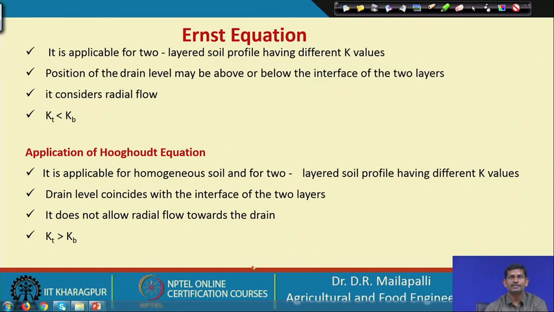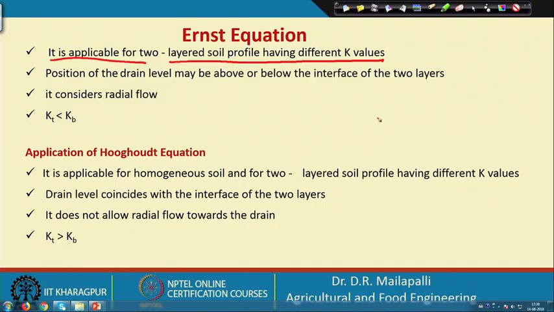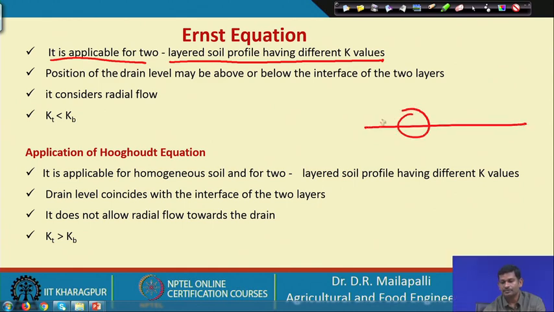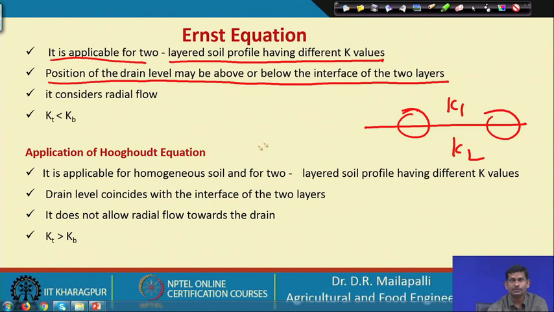Now let us revisit Ernst's equation. It is applicable for a two-layered soil profile having different k values. If you remember the Hooghoudt equation, we have k1 and k2, based on the drain installed exactly at the base, with k1 above and k2 below. Ernst's equation works for the two-layer system, and the drain level may be above or below the interface of the two layers. It also considers radial flow.